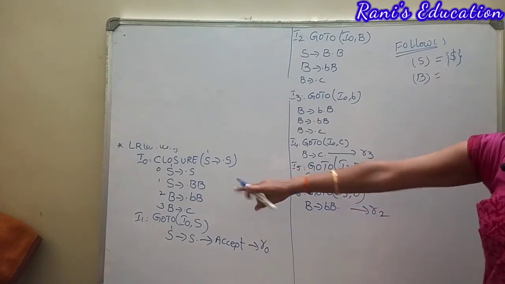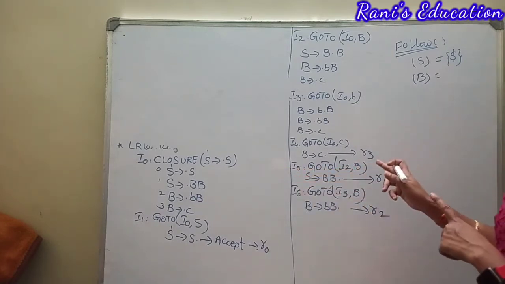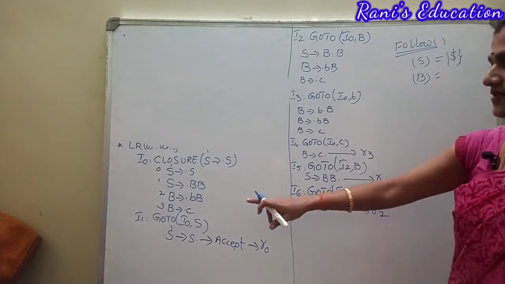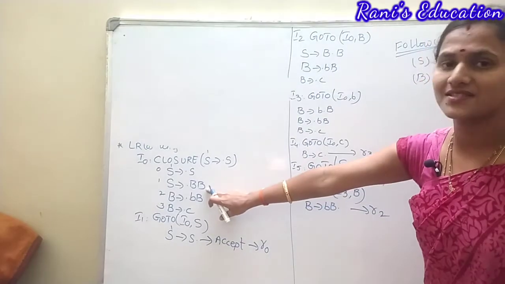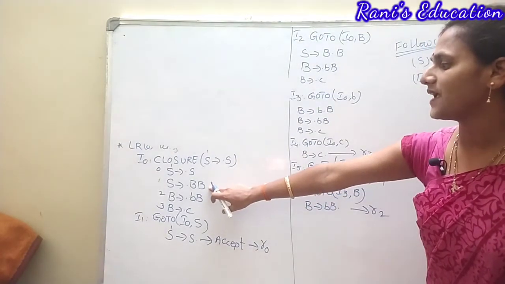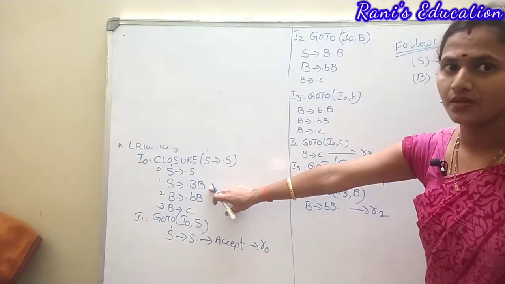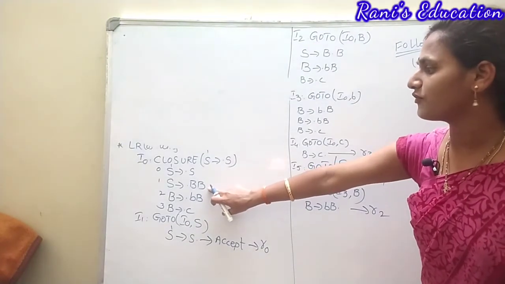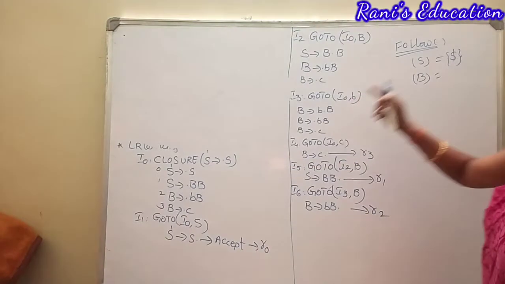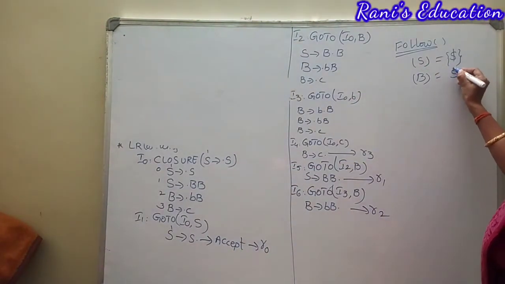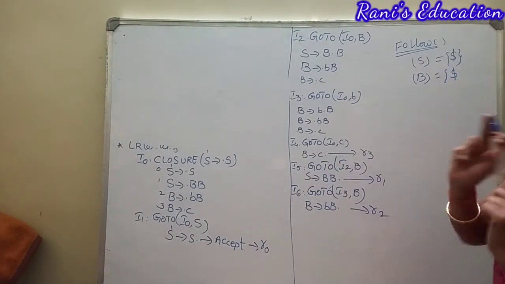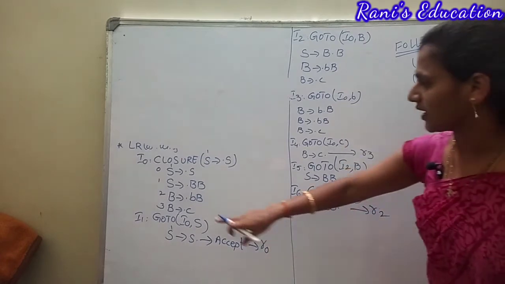Whether S is defined anywhere in the RHS of the productions? No. So that means dollar is the only terminal for that. Go for B. Whether B is defined in the RHS of the productions? Yes. In the first production, S → BB, here B is at the end of the production, isn't it? So follow of B equals follow of S. So what is follow of S here? Dollar. Right?